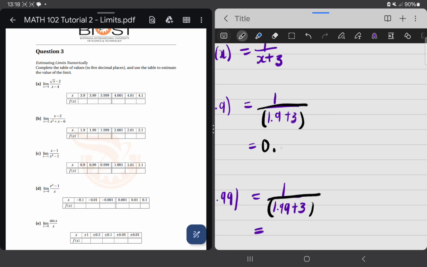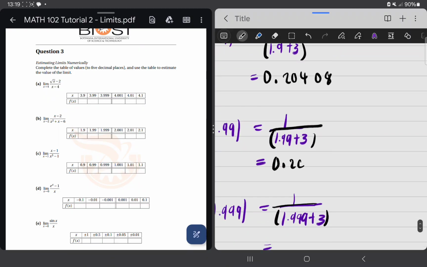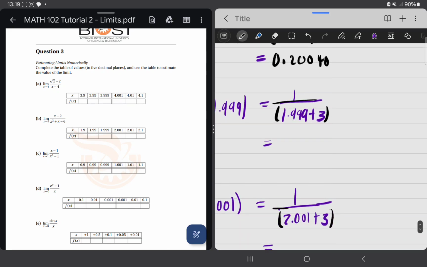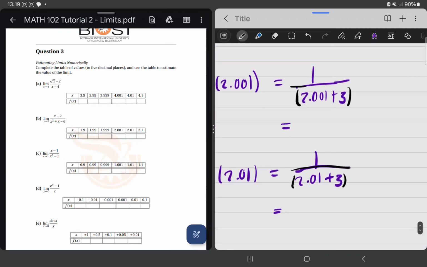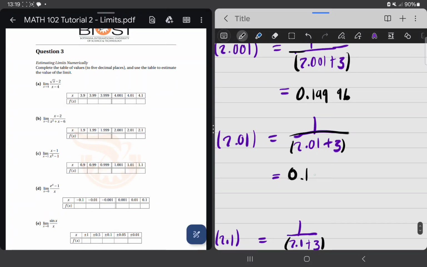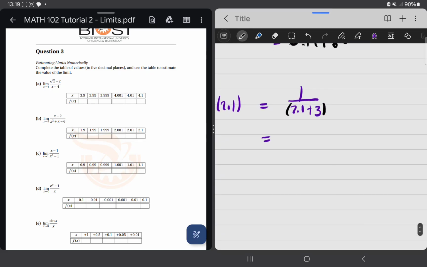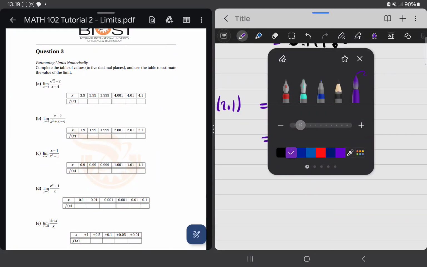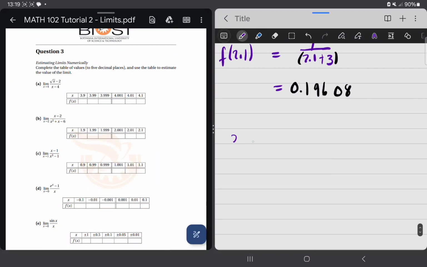We need to do it to 5 decimal places because they say to 5 decimal places. So it's 0.20408. Then here it is going to be 0.20040. Then in here it's going to be 0.20040 again. Okay? No, it's now 0.20004. Then here it's now going to be 0.19996. Then here I have 0.19960. Then here I have 0.19608.